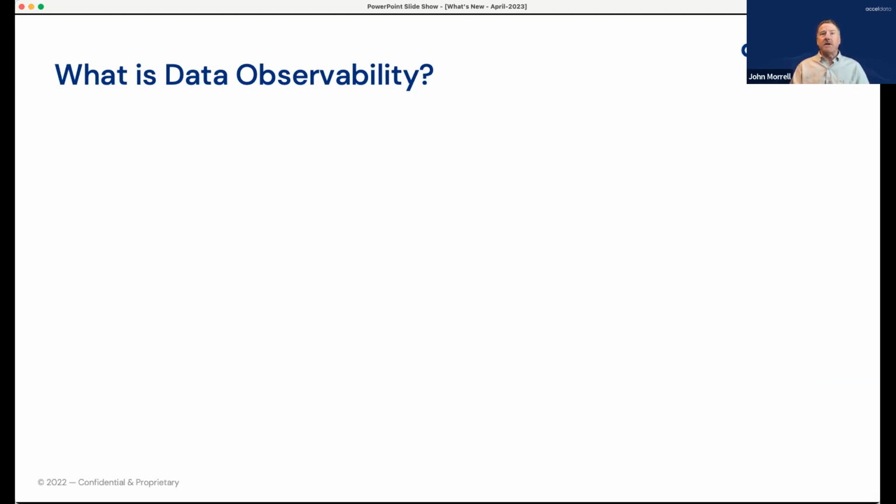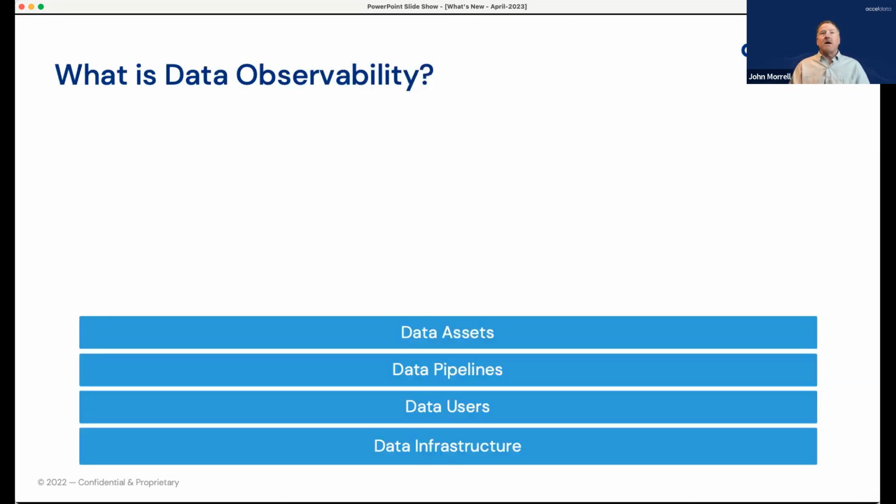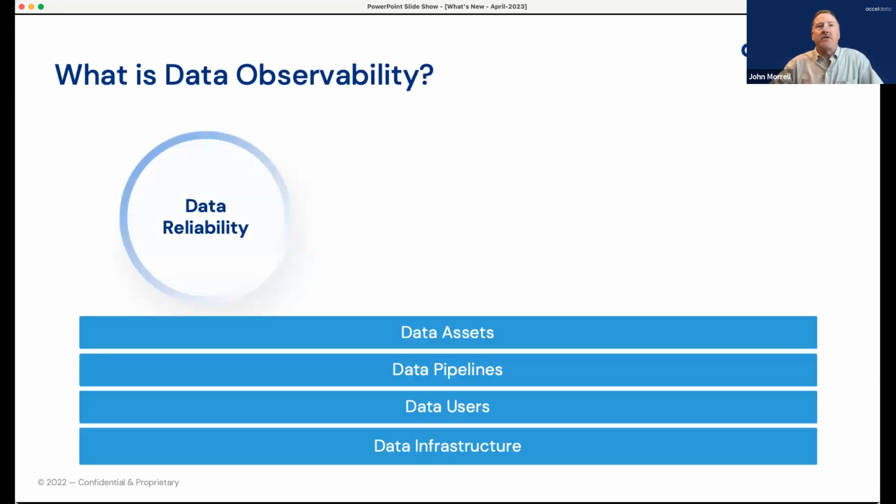But data observability also comes in three specific use cases. One is data reliability. And that's kind of a thing that data observability kind of hung its hat on, right? Data reliability was a lot of the key critical first aspects of data observability. But that's not all data observability is all about.